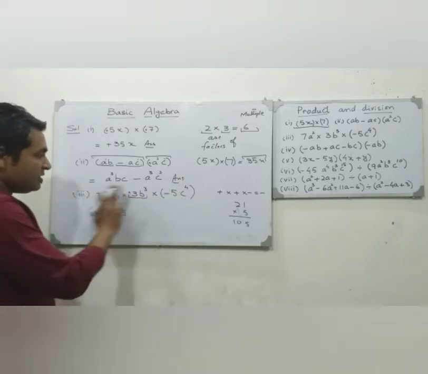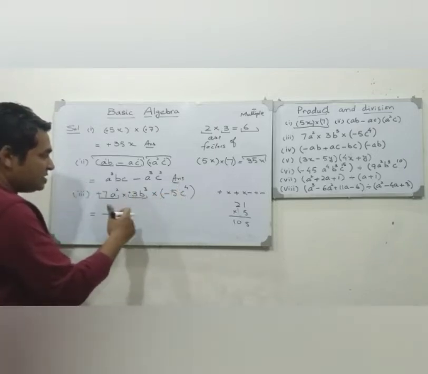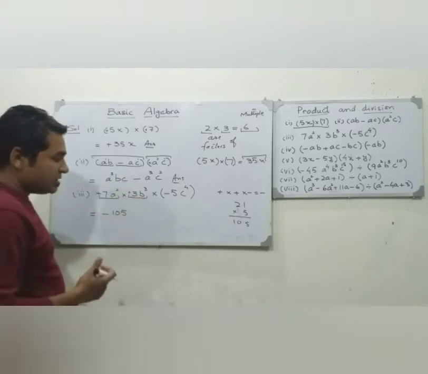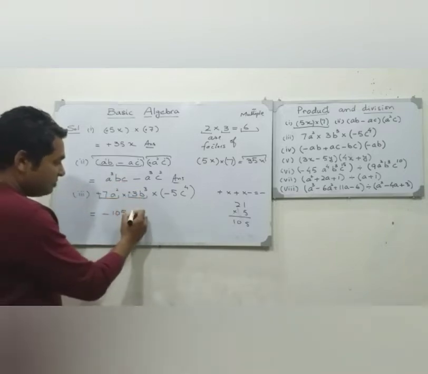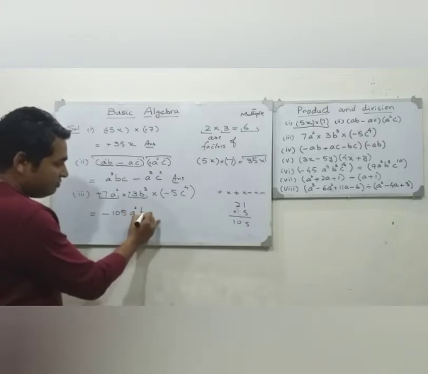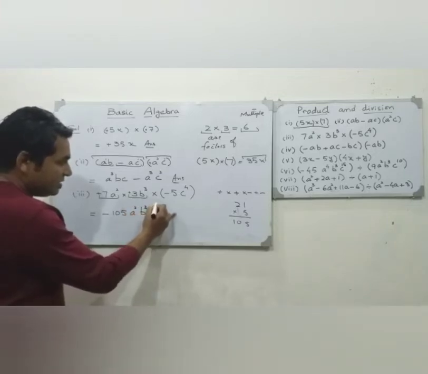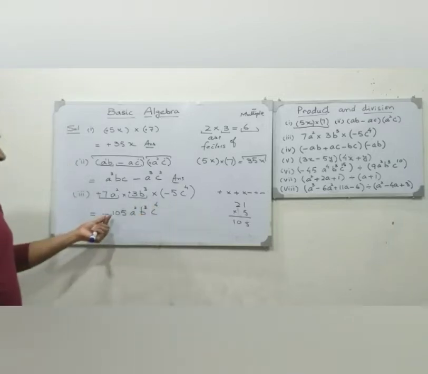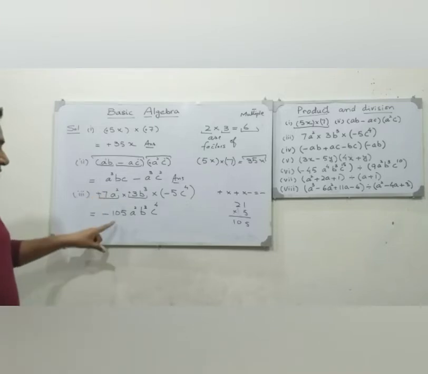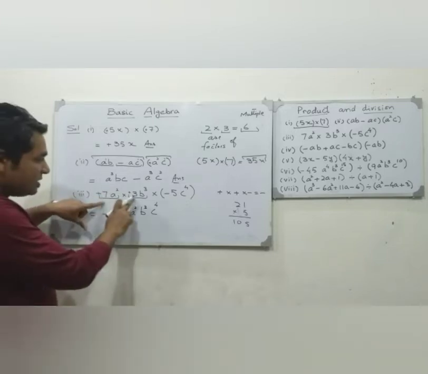These are all different, so they will not multiply with each other. Or simply you can say that they will all come as they are given in the question. So a squared, b cubed, and c^4. So the final answer is negative 105 a squared b cubed c^4. 105 came because these numbers were multiplying.